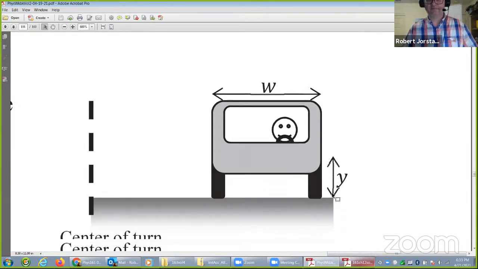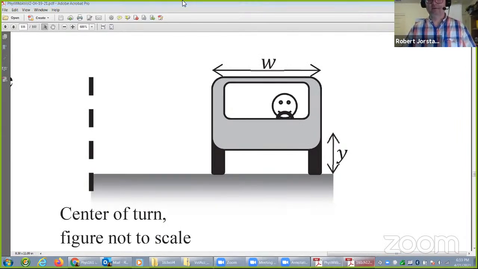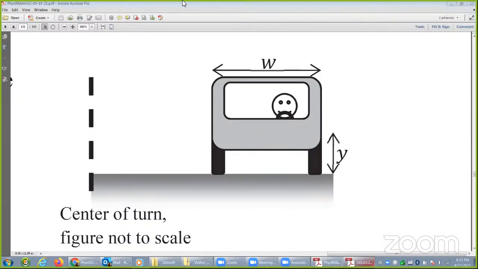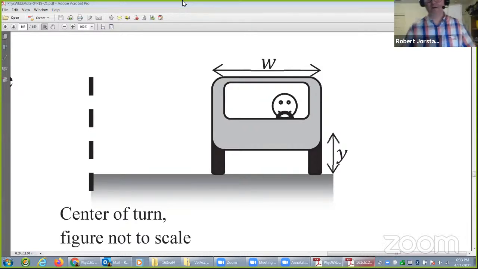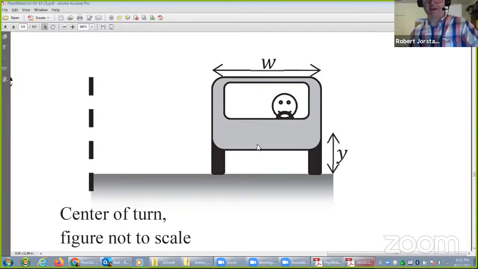You've got a car. You're driving in a circle. What is one force acting on the car? Friction. Friction towards the center. Okay, what else? Gravity. I'm going to start with gravity because that's an easy one. All right. Let's assume the center of mass of the car is right there. Gravity should act downwards at the center of mass.